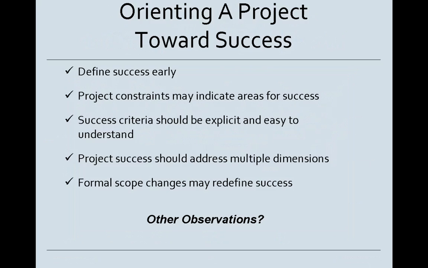In wrapping this up, what we'd want to suggest is that a project manager and a project team really needs to orient themselves towards success. And in doing that, it's not just a matter of identifying the proper scope and identifying the proper schedule. Those are all important things to do. But it's really about defining success early in the project from multiple dimensions. Looking at project constraints as a way to identify opportunities for success.